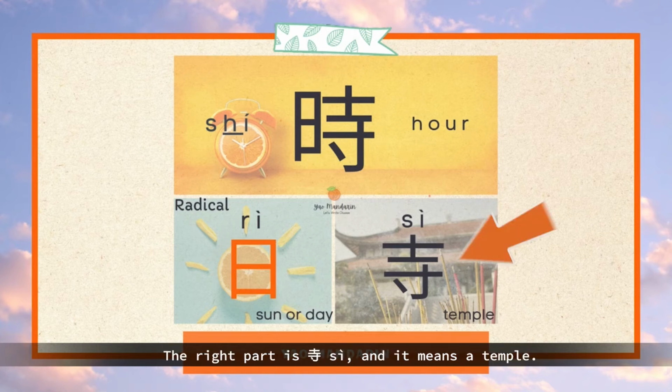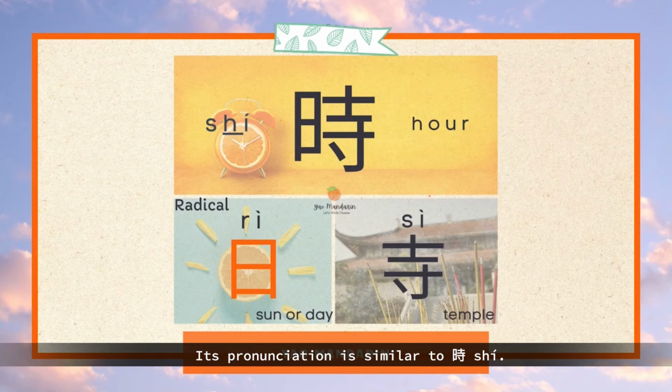The right part is 寺. It means a temple. Its pronunciation is similar to 时. 时 is the second tone, while 寺 is the fourth tone.